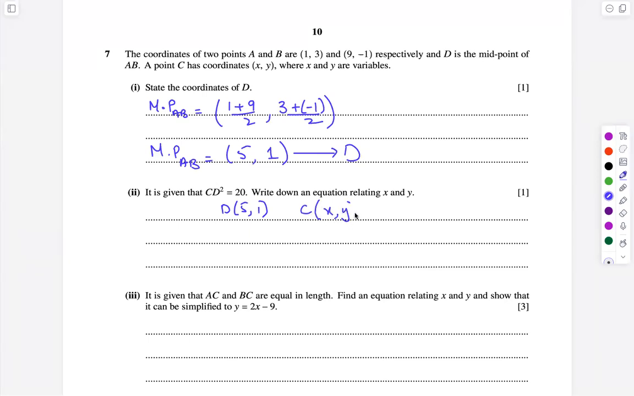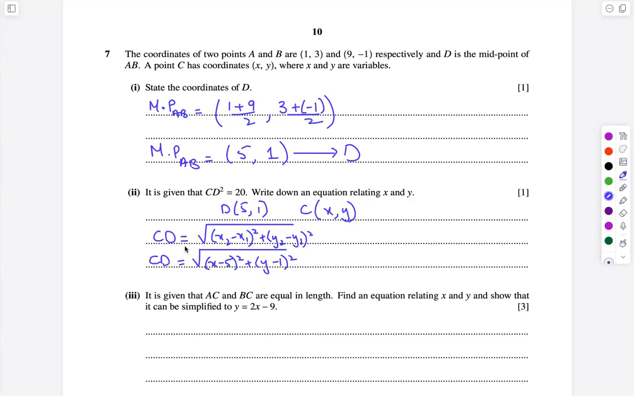It is given in the question that the coordinates of C are (x, y). So the distance formula, if you're finding the distance of CD, will be the square root of (x2 minus x1) whole squared plus (y2 minus y1) whole squared. We can take this as x1, y1, and this as x2 and y2. So CD will be equal to the square root of (x minus 5) whole squared plus (y minus 1) whole squared.